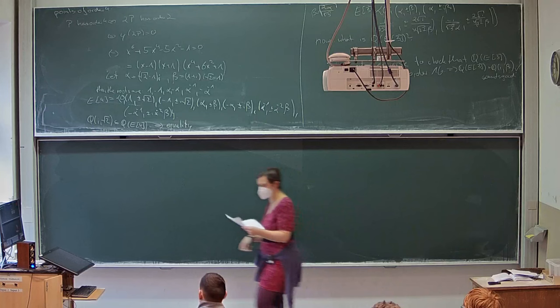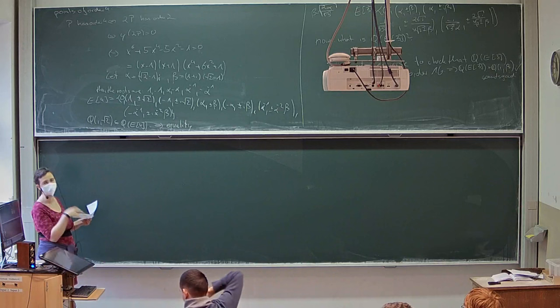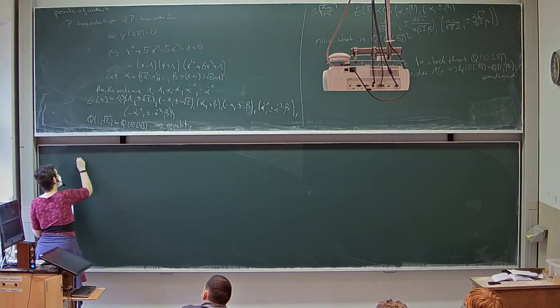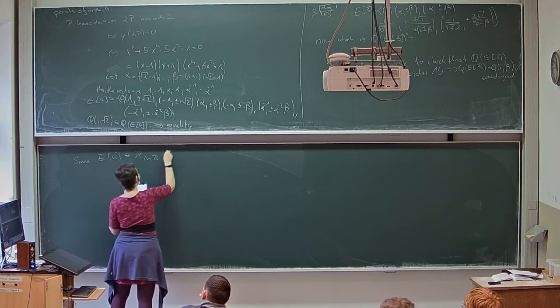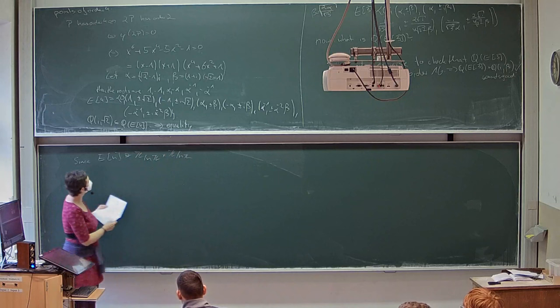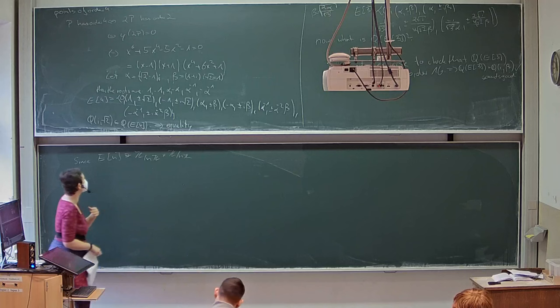Okay, so how can we get from torsion groups to matrices? So the torsion groups are, well, they look a bit like a vector space. So it must be possible to find two points that generate all the torsion points.